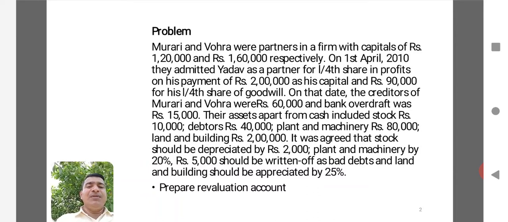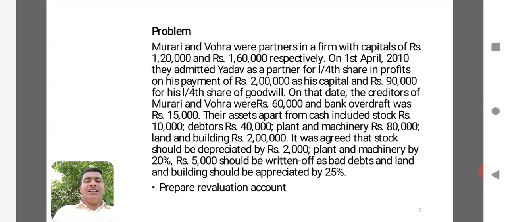Then plant and machinery by 20%. Again it is one more depreciation. So when there is depreciation in the value of plant and machinery, you have to go to the revaluation account debit side, and we have to enter the concerned asset's name, and we have to write the total amount of depreciation. That means 20% of the value of plant and machinery. Here plant and machinery's value is 80,000. So out of 80,000, 20% is to be taken as depreciation on plant and machinery.